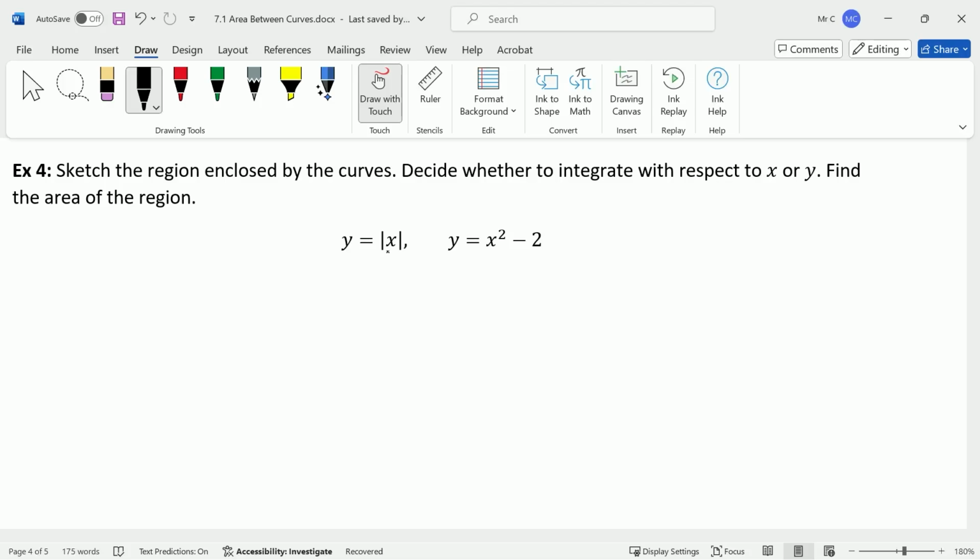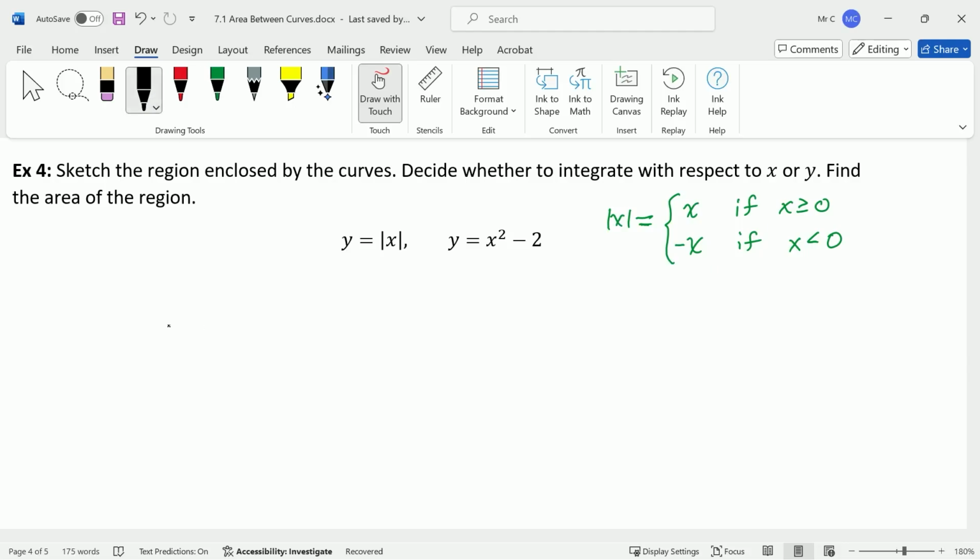So we've got y equals the absolute value of x, and y equals x squared minus 2. Now, the first thing that we need to know is what the absolute value of x is. Well, it's a piecewise function. That's x if x is greater than or equal to 0, and negative x if x is less than 0. The idea being if x is already negative and you multiply it by -1, now it's positive.